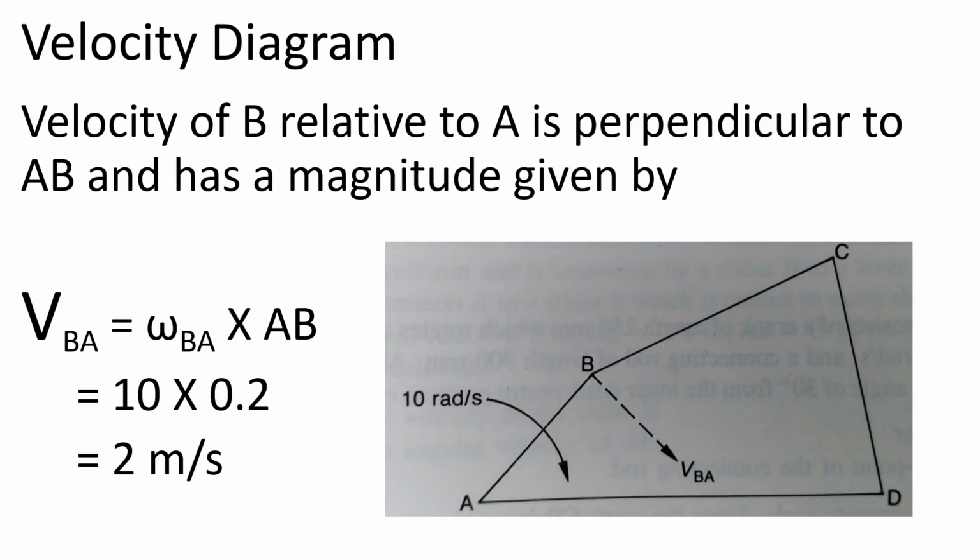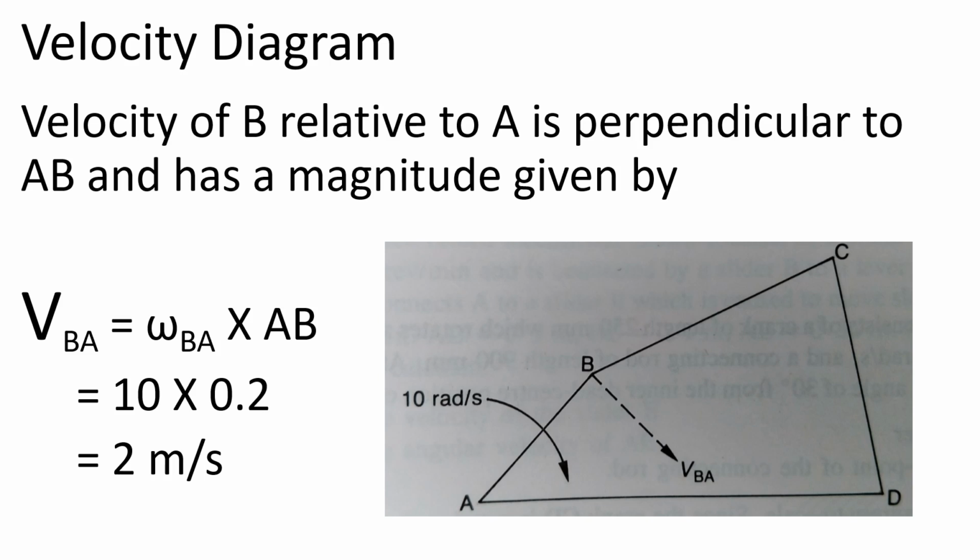Draw space diagram from the data given in this numerical. Now we will see the procedure to draw velocity diagram. Velocity of B relative to A is perpendicular to AB and has a magnitude given by VBA is equal to omega BA into AB, that is equal to 2 meters per second.